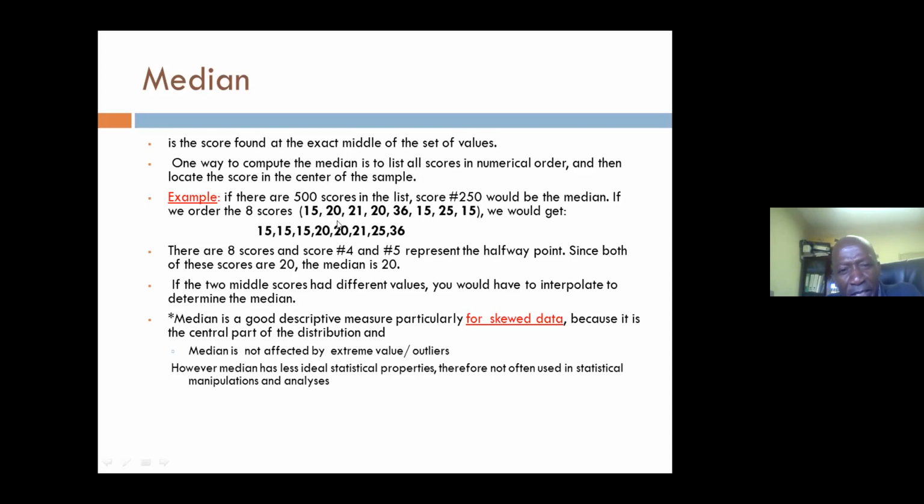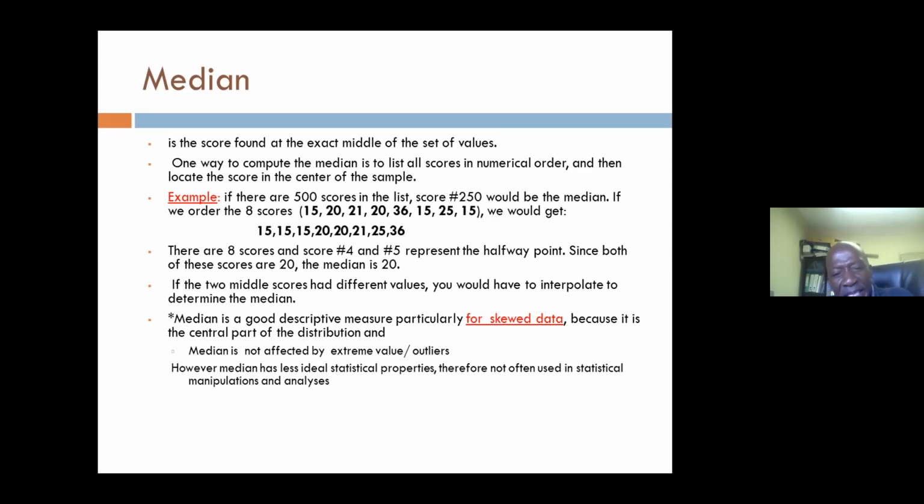But if we have an odd number of values, then the value at the middle position will identify the median. So the median is a good descriptive measure when the data has extreme values or when the data set is skewed, because it's not affected by extreme values or outliers.